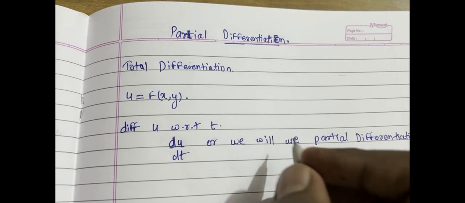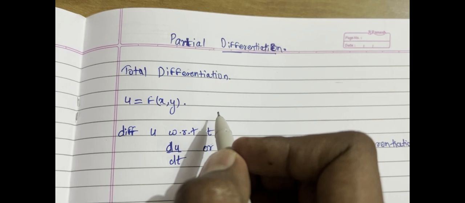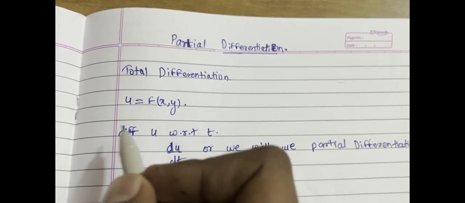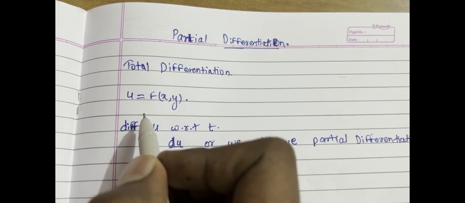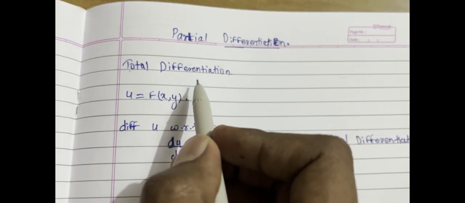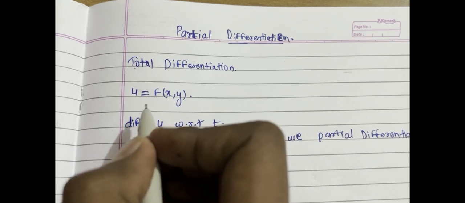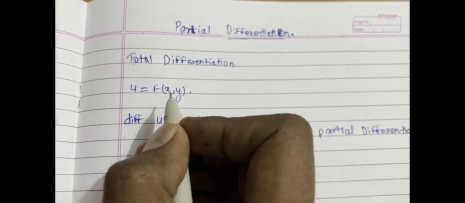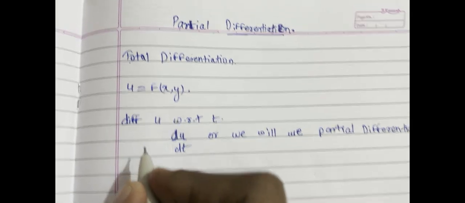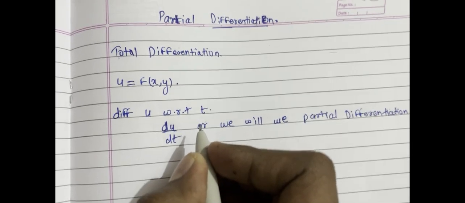Today I am going to introduce a new topic known as partial differentiation. We are going to study partial differentiation, and first we will study partial differentiation using total differentiation. First we will take a function u that will be in terms of x and y, f of x comma y. Now we will differentiate u with respect to t.